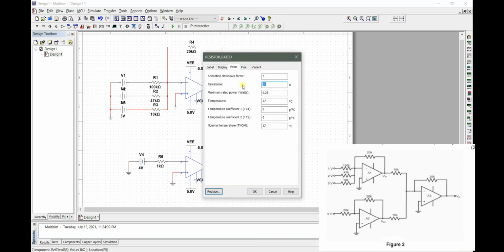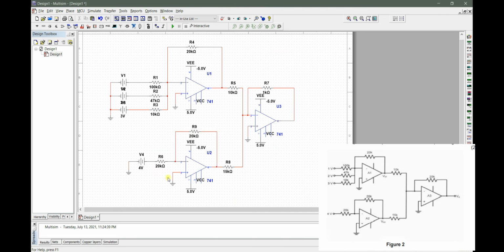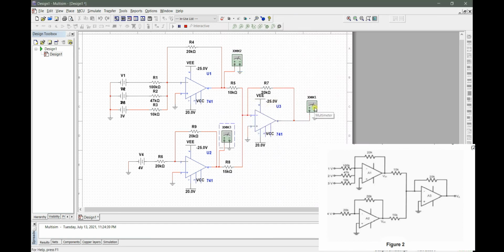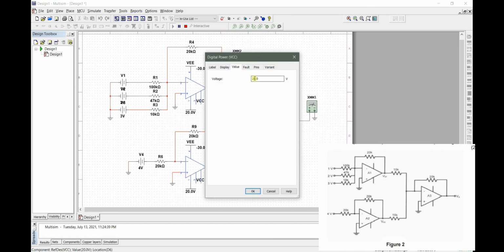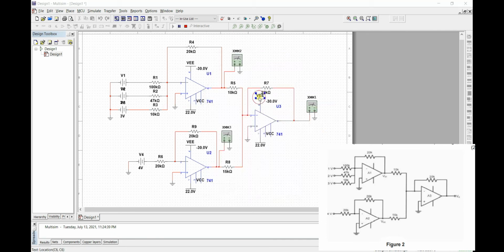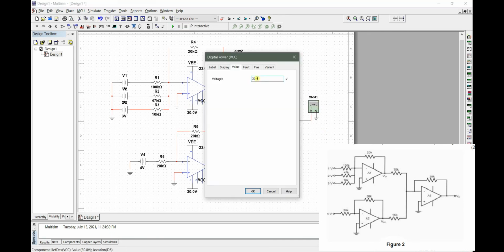So what I checked is that the values of VEE and VCC must be changed. From 5 volts, we must increase the voltage. We increased the values of VEE and VCC to 22 volts, which is the maximum power supply for the LM741 that we can refer to in the datasheet.